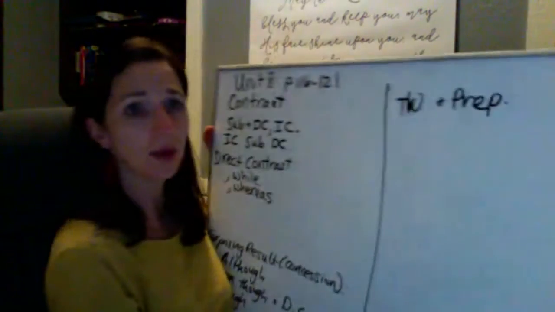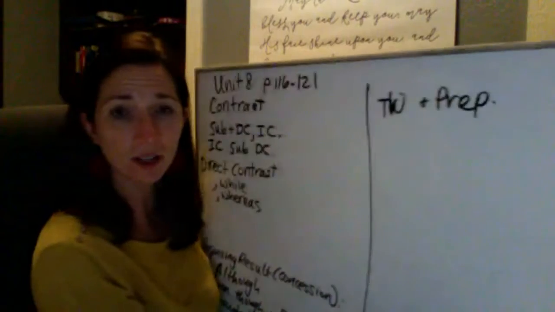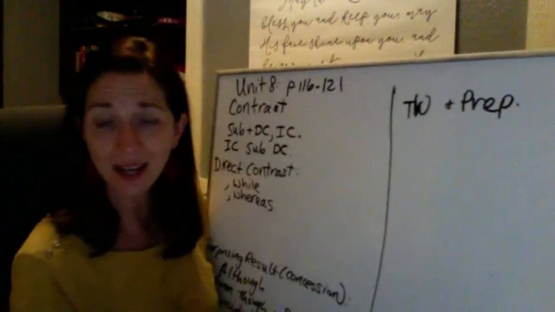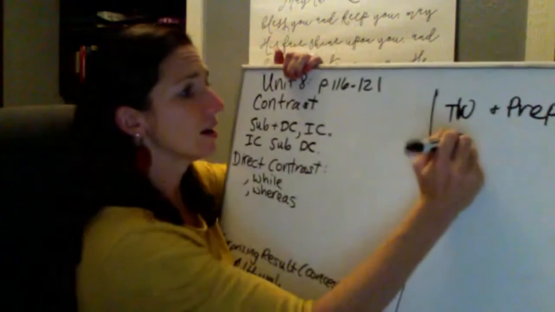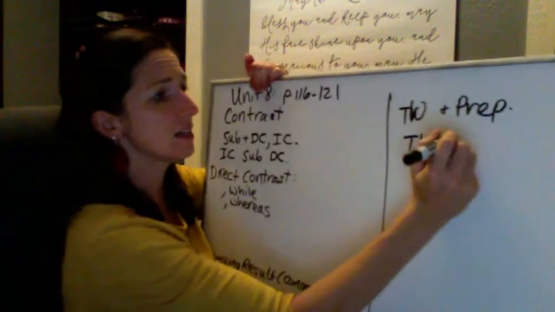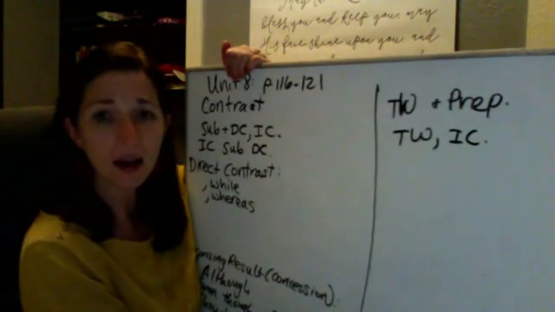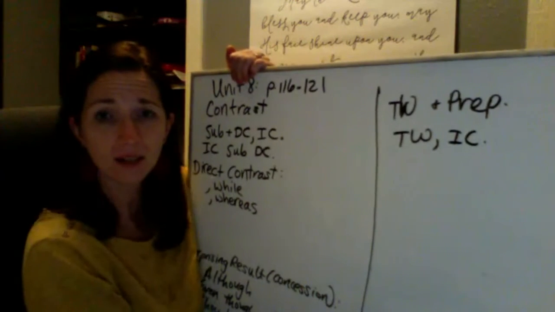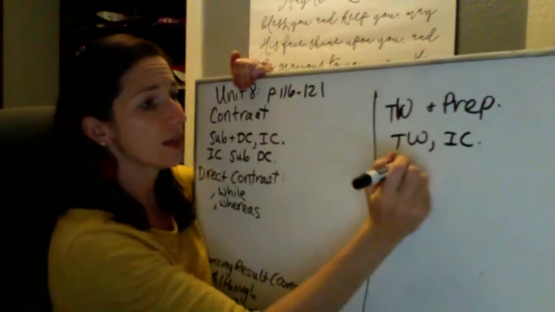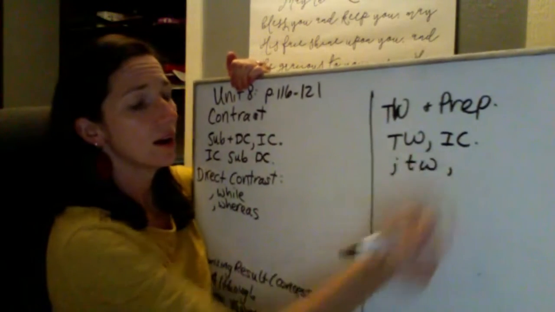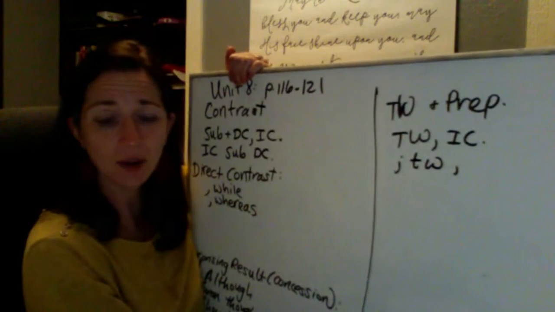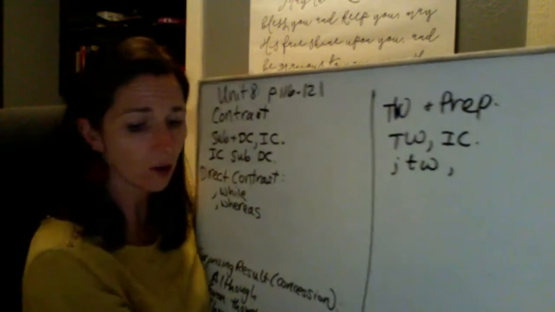Transition words and prepositions. These transition words and prepositions are unique, right? They have their own rules. A transition word comes usually at the beginning of a sentence, followed by a comma, and then an independent clause. Or we use it in between with a semicolon.